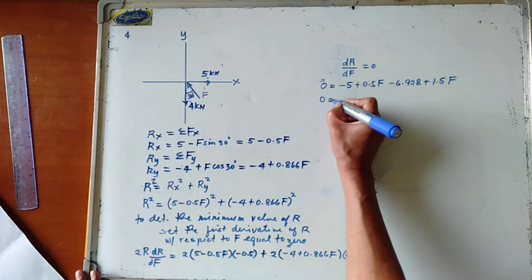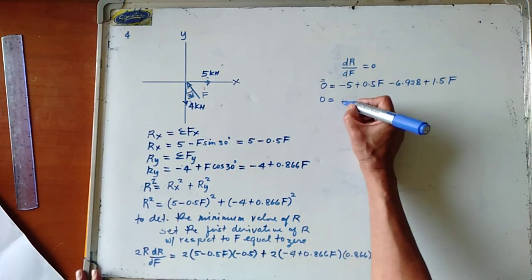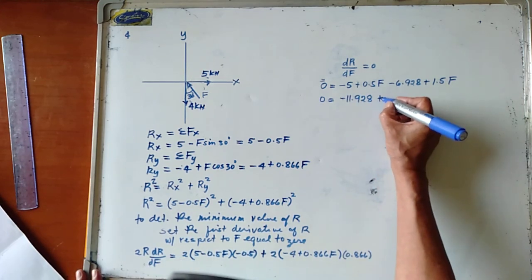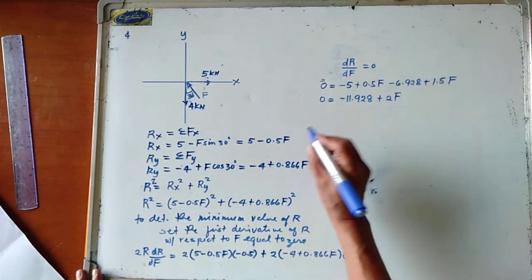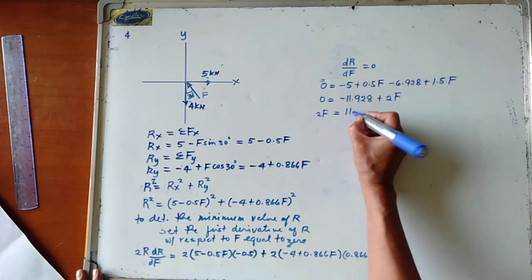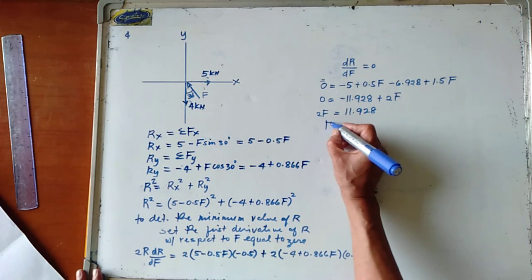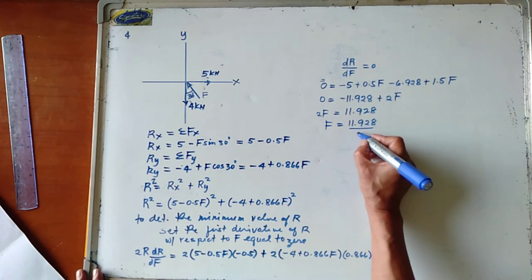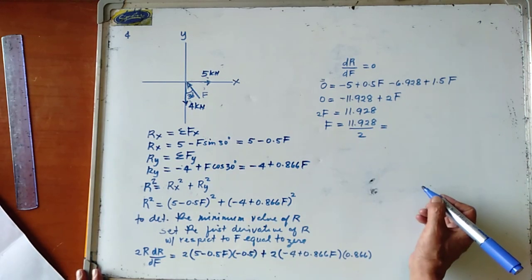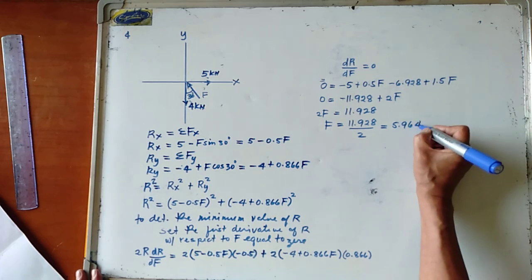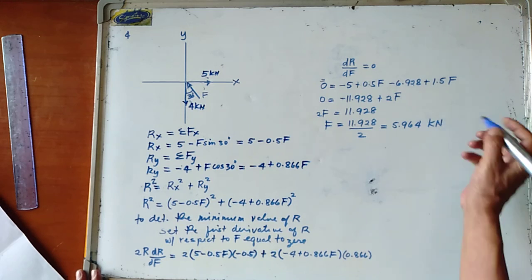So 0 is now equal to negative 11.928 plus 2F. Hence, 2F is equal to 11.928. So the value of F is 11.928 all over 2, and this is therefore equal to 5.964 kilonewtons.